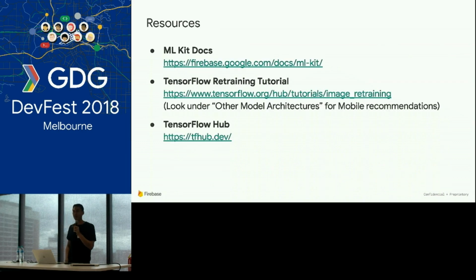Resources-wise, the ML Kit docs are great, so I would just start there. If you're interested in the retraining that I was talking about, you can go to this article on TensorFlow Hub. In particular, if you're using it for mobile, like I've been talking about, there's a section at the bottom of that article called Other Model Architectures. And you probably want to pay attention to that because it points out that you need to use a mobile optimized model if you want to actually convert it to TensorFlow Lite and get it running effectively on a mobile device.